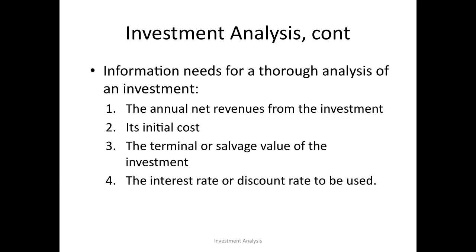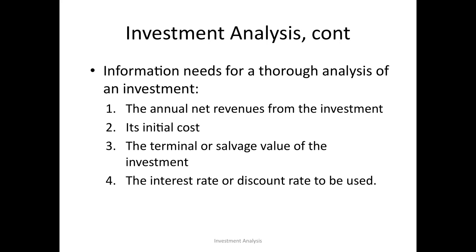To do this, we need different pieces of information. And there's usually 4 pieces of information that you need for a thorough analysis of an investment. You need to know the annual net revenues from the investment. That is, what is it going to give you? What are you going to earn from that investment over time? Its initial cost, or the outlay that you have to pay.